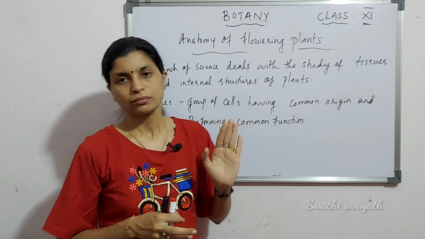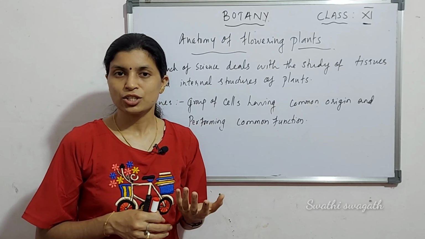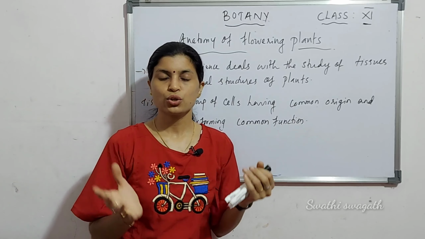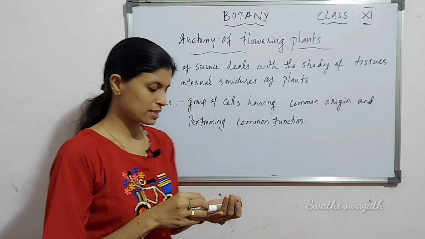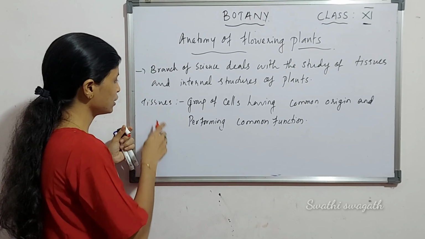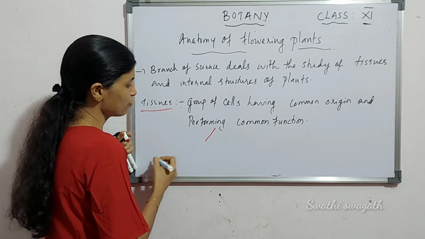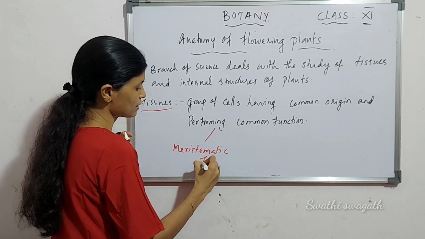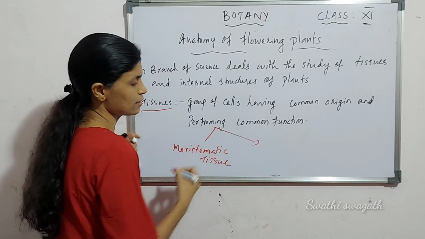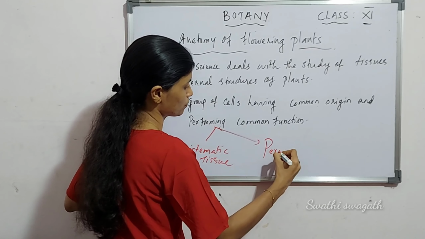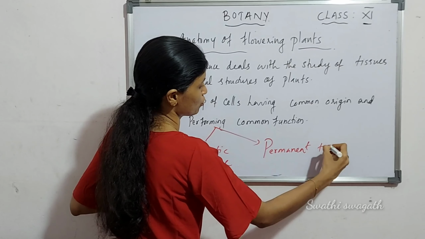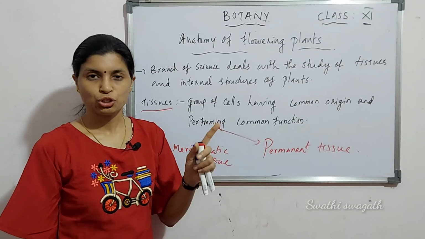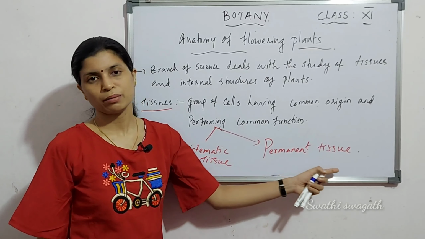Then, based on the capacity of division, these tissues are mainly divided into two types. The first one is called meristematic tissue, and the second is called permanent tissue.